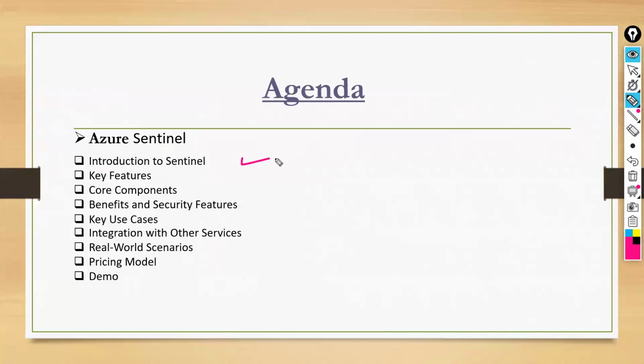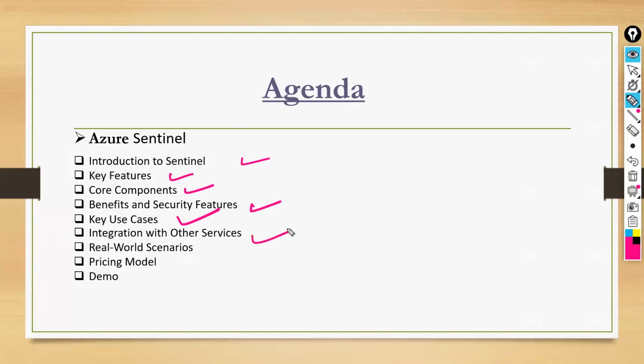What is Sentinel basically? Just a small introduction on Sentinel, and then the key features needed to configure it, and the important things that Sentinel provides to us while we configure it. What are the core components that are a must-have while configuring Sentinel? Benefits and security we are going to cover. Key use cases, like where exactly I can integrate Sentinel and use it in my environment.